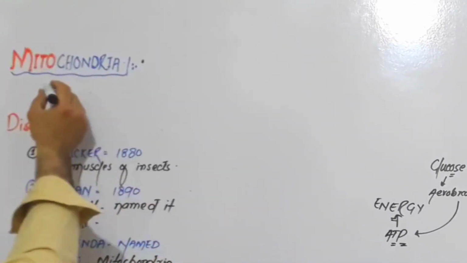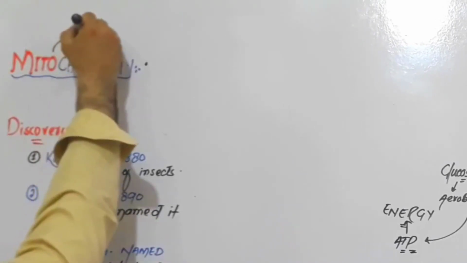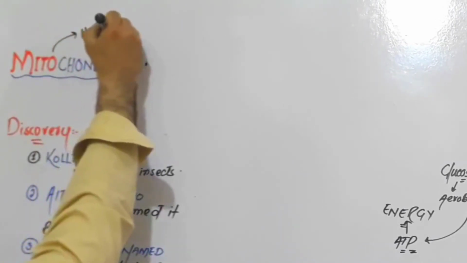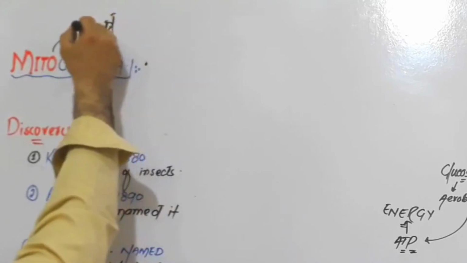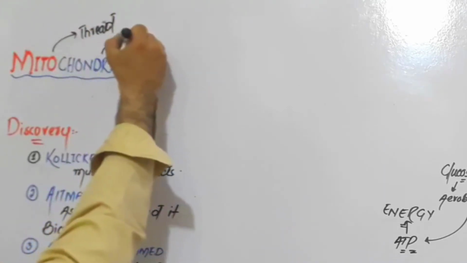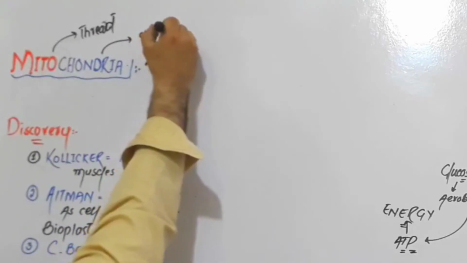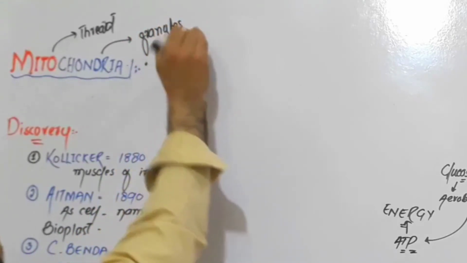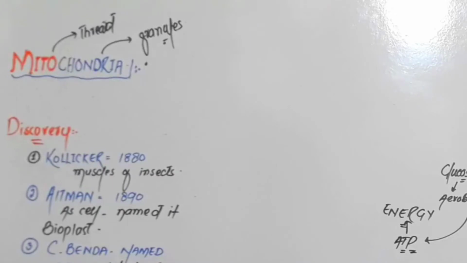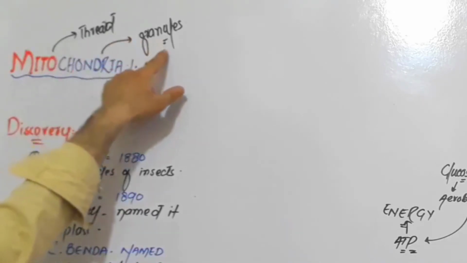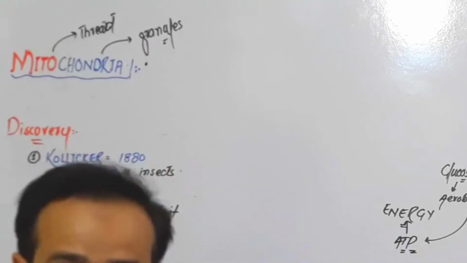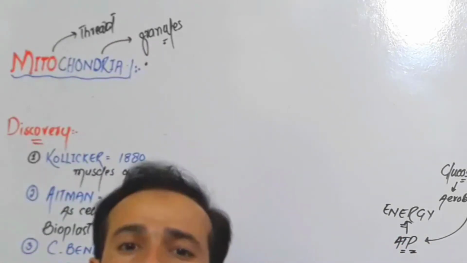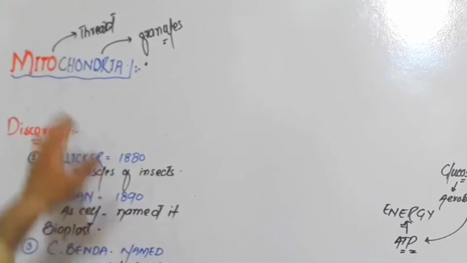So mitos means thread, right? Thread, and chondria means granules. So when they were seen for the first time, here was our friend who named it mitochondria. Yes, here Benda named it mitochondria. Why? Because he saw thread-like granules inside a cell, right? That's why he named it mitochondria in the Greek language, right?